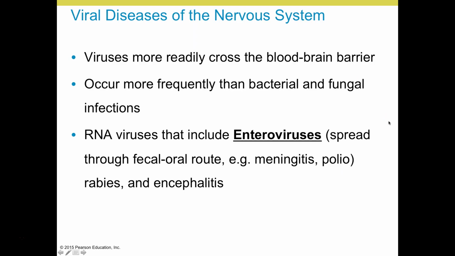We are now going to continue with the viral diseases of the nervous system. Now, these viruses more readily cross the blood-brain barrier because they're smaller, obviously. And that's why they also occur more frequently than bacterial or fungal infections. These are mostly known as your RNA viruses, which include your enteroviruses.